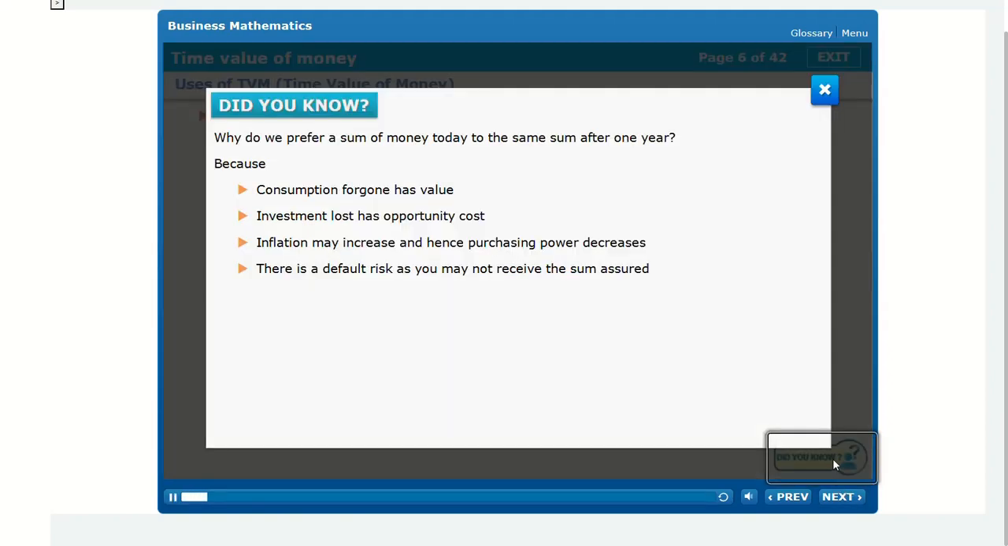Did you know? Why do we prefer a sum of money today to the same sum after one year? Because consumption foregone has value. Investment lost has opportunity cost. Inflation may increase and hence purchasing power decreases. There is a default risk, as you may not receive the sum assured.